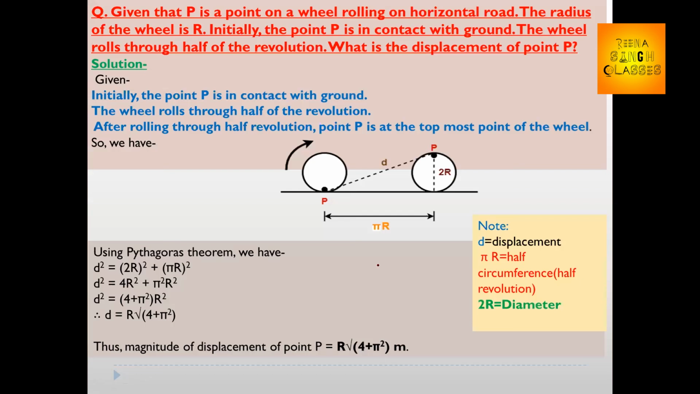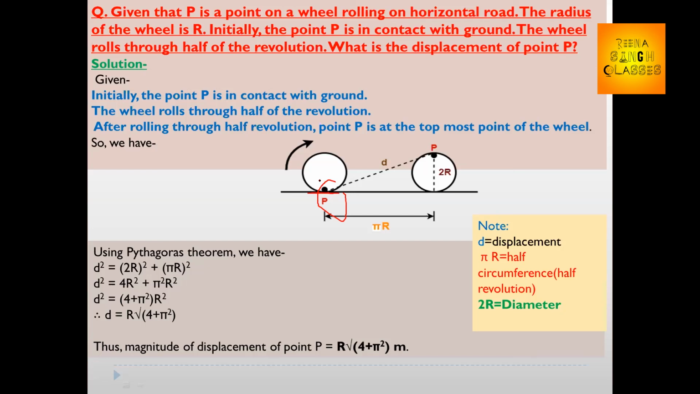Next example: given that P is a point on a wheel rolling on a horizontal road. The radius of the wheel is R. Initially, the point P is in contact with the ground. Look, this point P is in contact with the ground. The wheel rolls through half of a revolution. What is the displacement of point P?